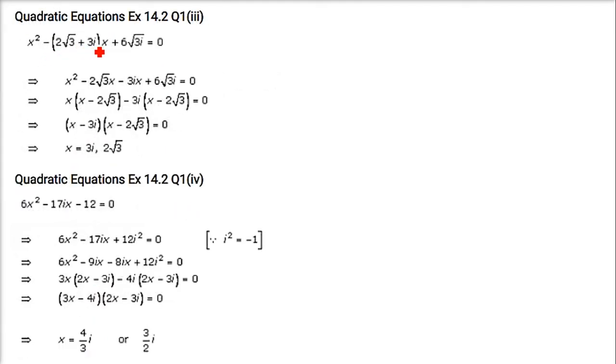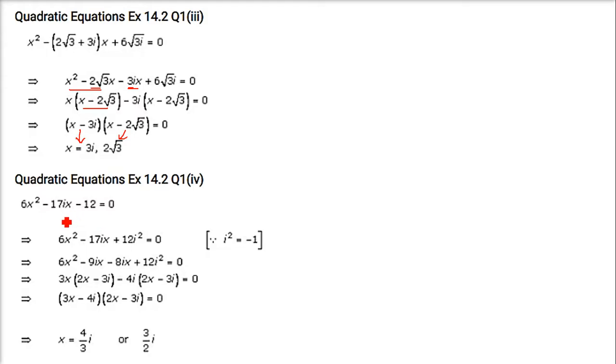x square minus 2 root 3x plus 3i into x. So just open it. It will be x square minus 2 root 3x minus 3ix plus 6 root 3i equal to 0. So now here take x common, you get x minus 2 root 3 inside. From here you take minus 3i common, you get x minus 2 root 3. Now take x minus 2 root 3 common. So what do you get? x minus 2 root 3 and x minus 3i. Put this as 0, you get x equal to 3i. Put x minus 2 root 3 equal to 0, you get x equal to 2 root 3.